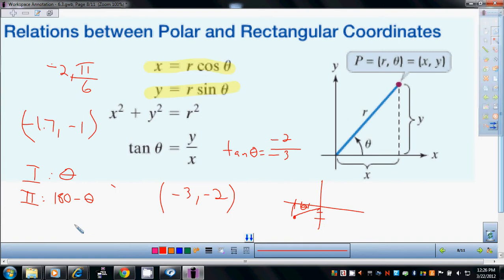Third quadrant. Like the one we just did. What did we do? Add 180. That's what we're doing. 180 plus theta. And the fourth quadrant will be 360 minus theta. So that's the way, and always take the positive of theta.